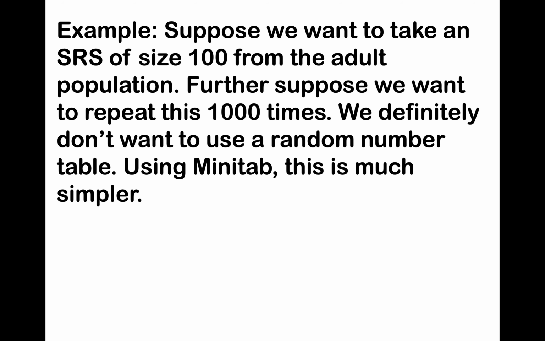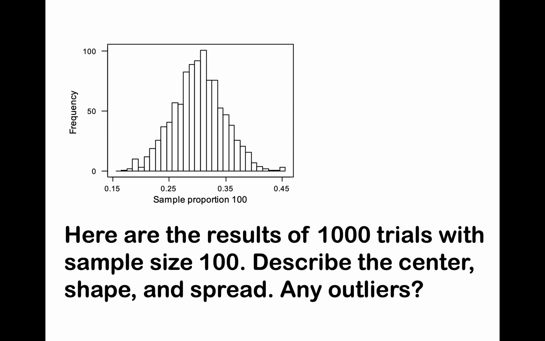So again, keep in mind what this means. Take a sample of 100 adults and calculate a p-hat value. Sample 100 more adults, calculate the p-hat value. Take a sample of 100 more adults, calculate the p-hat value. Do this 1,000 times. By hand? No. So here are the results of 1,000 trials with a sample size of 100.